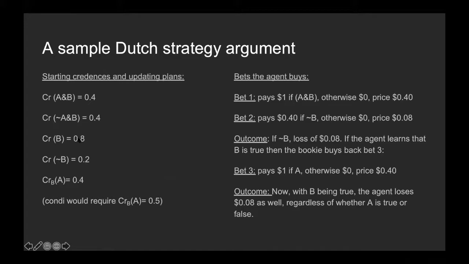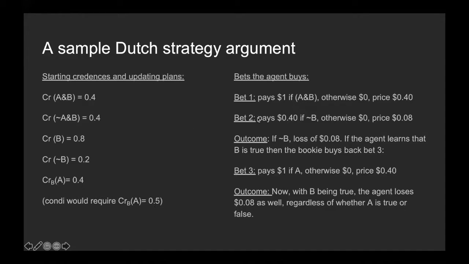Now here you can see that I made them coherent, right? Because now the credence in B is actually the sum of these two credences. And now if this person had conditionalizing plans, it would require that they update their credence in A when they learn B to 0.5, but we're just going to assume that they are not conditionalizing. So their plan is to actually set their credence in A to 0.4 if they learn that B.